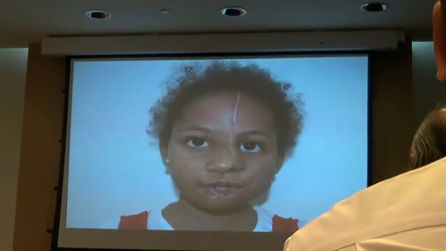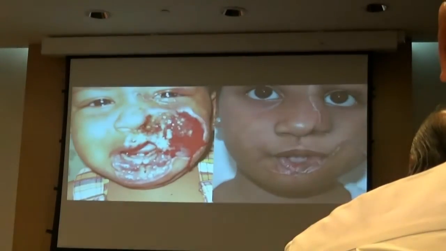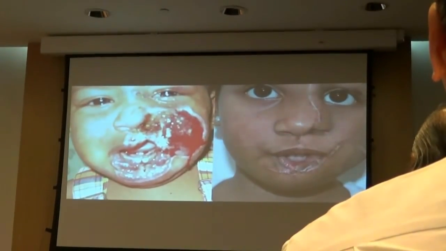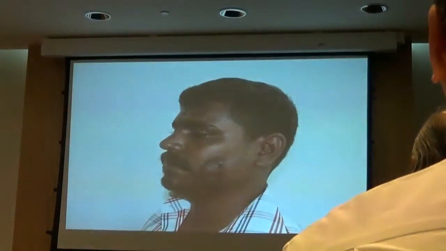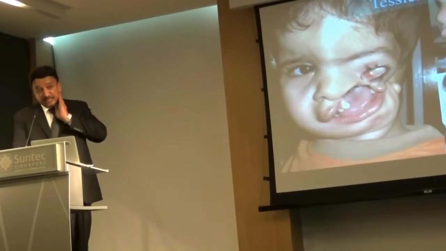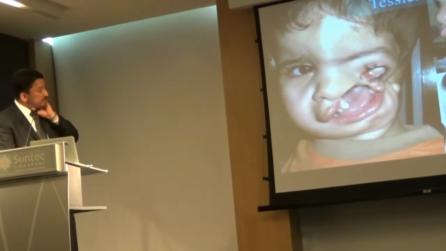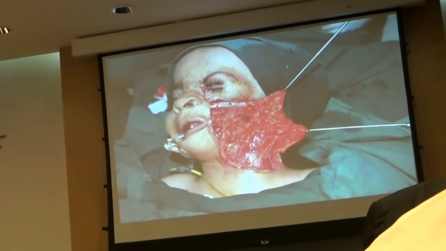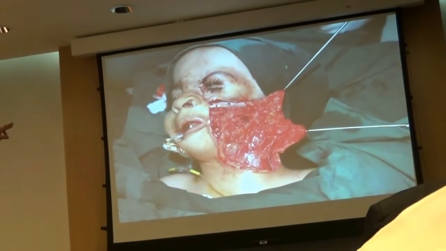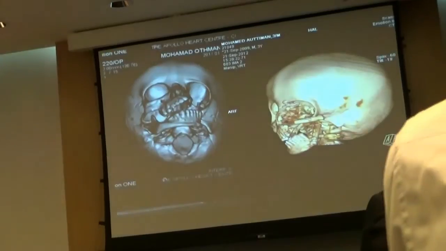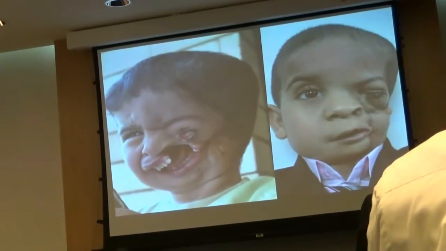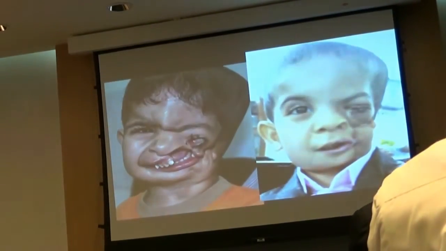This is the first step surgery. So from this situation to here, and that's with the parents. These are the kind of cases where half of the face is missing, but how do you reconstruct it? First, I have created a zygoma and used BMP. And closed it. And you can see there, this is the result.